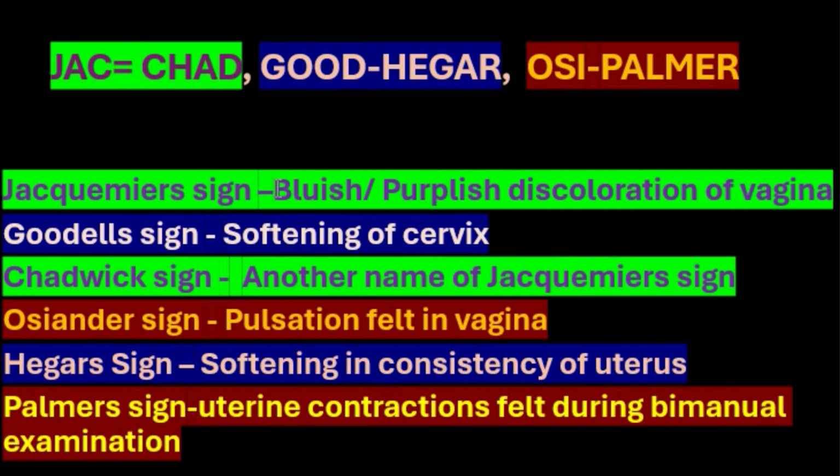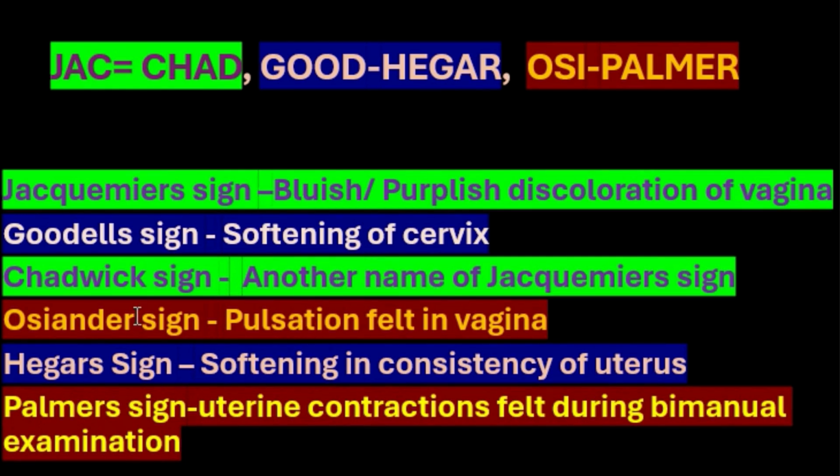Jacquemier's sign is bluish purplish discoloration of vagina. Chadwick sign is another name of Jacquemier's sign. You can see the green color here, which is indicating the same. Jacquemier's and Chadwick's are the same. Then Goodell sign, it is softening of cervix. Hegar sign, softening in consistency of uterus. So these two are softening. Goodell's and Hegar's is softening, but Jacquemier's and Chadwick's is bluish purplish discoloration of vagina.